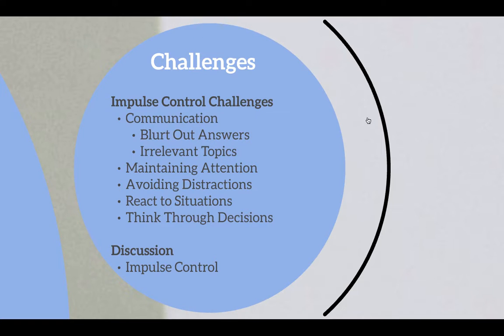All right, let's focus on some challenges that are related to impulse control. If you were struggling to complete the activity, as we go through some of the challenges, you might identify a few that you relate to, and maybe if you need it, this can help you to move forward with the assignment if you were feeling stuck. So some challenges, one that we kind of touched on is communication. So blurting out answers or blurting out random thoughts on irrelevant topics during a conversation.